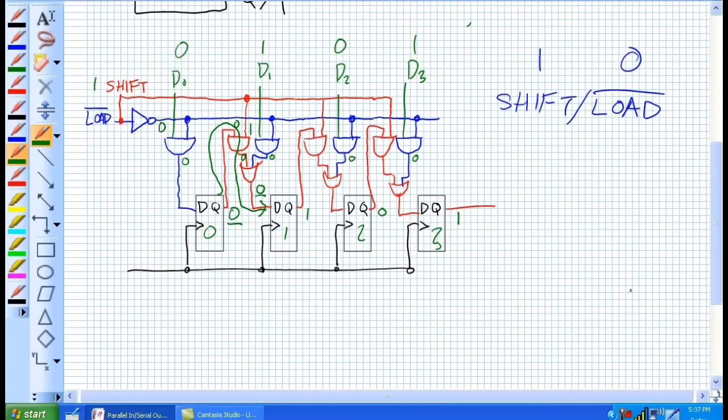Same thing here. We've got a 1 and a 1. That's a 1, 1 or 0. So 1. We've passed that 1 on to the next stage. And now 0 and 1 is a 0. 0 or 0 is a 0. We've passed that previous stage's output onto the input. Next clock pulse comes along. The previous stage's input is loaded into the next stage.